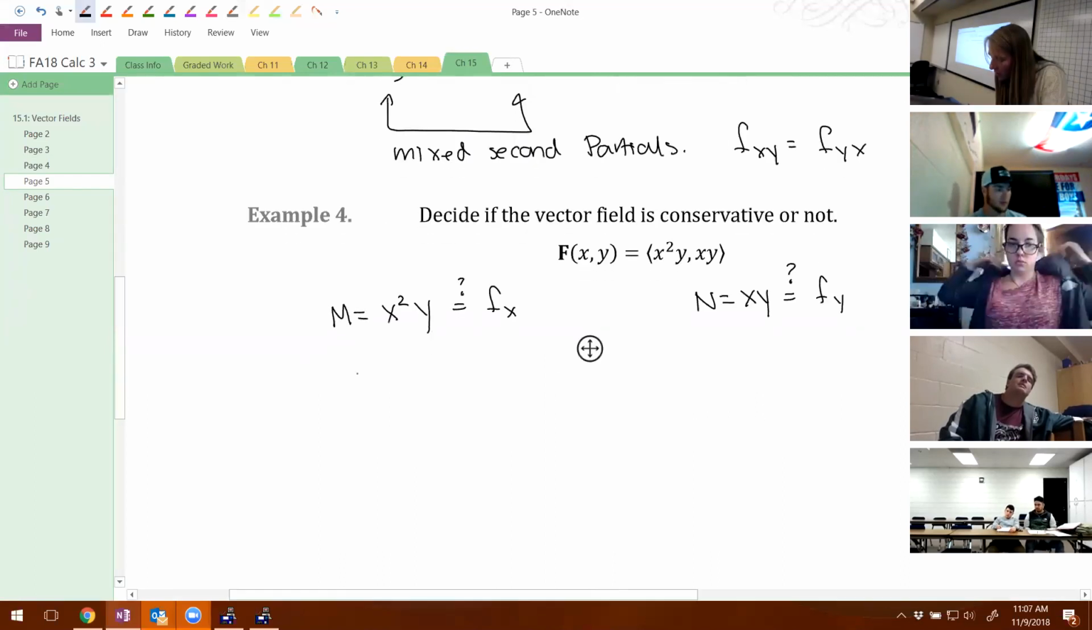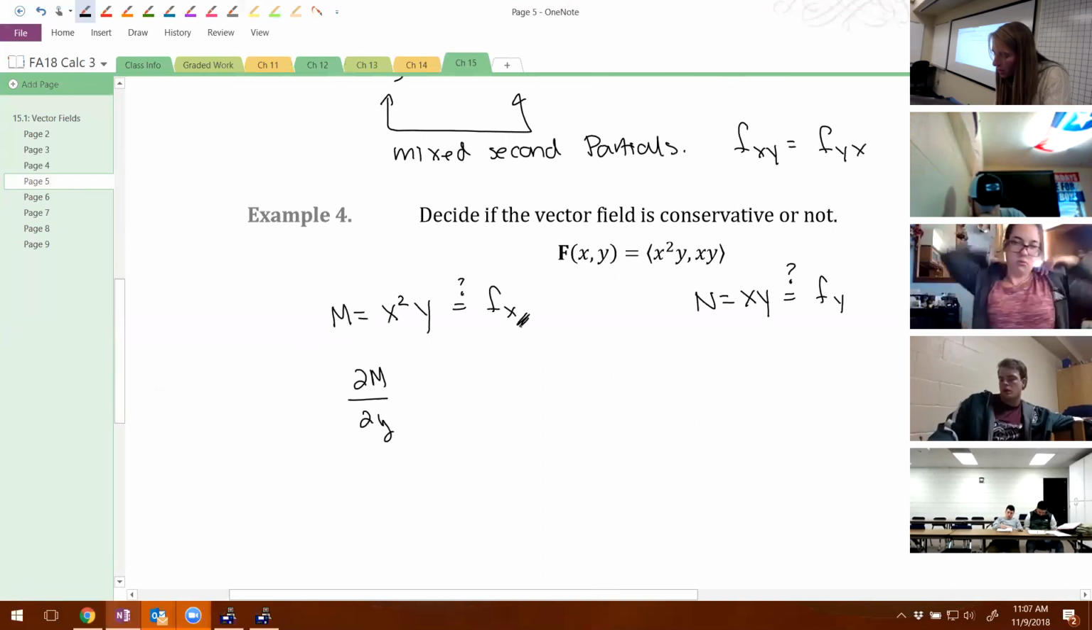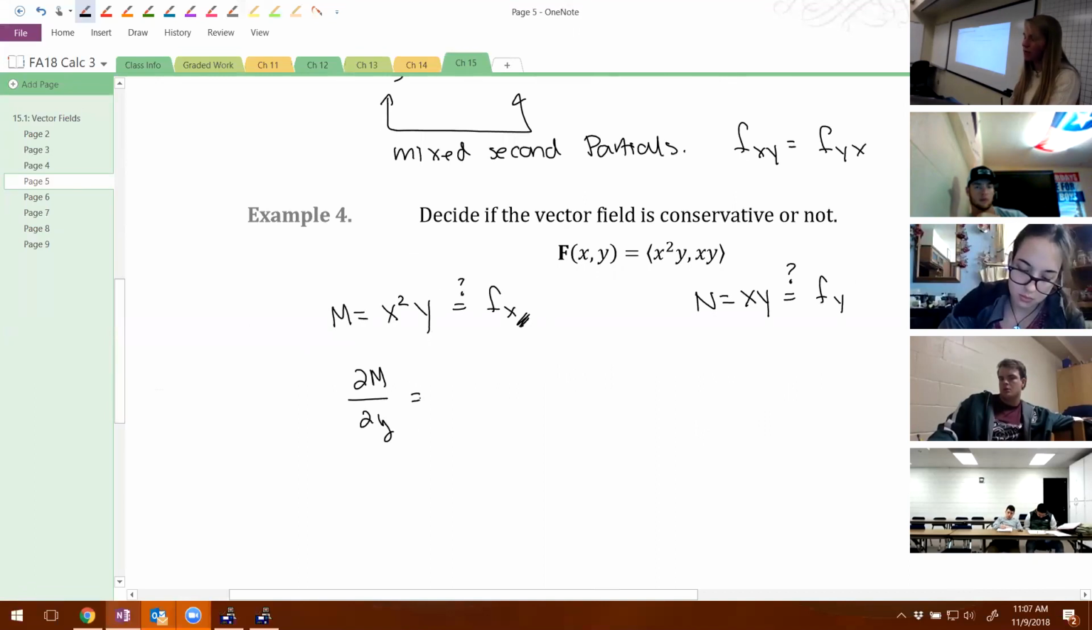So we're going to go through and say, okay, we'll take the partial derivative of M with respect to that other variable. We're already assuming it's with respect to x, so we need to do the y part of this. So what is the partial of x squared y with respect to y? Derivatives are going to decrease the exponent, so just x squared.